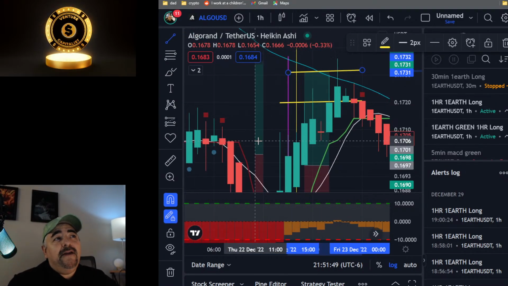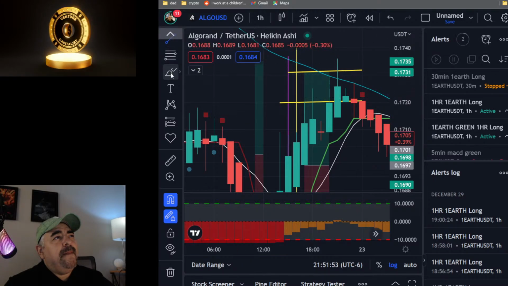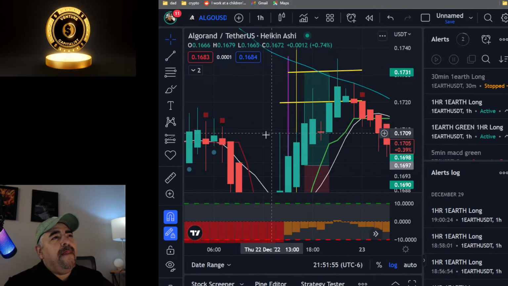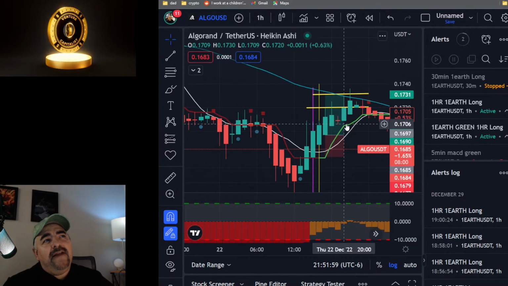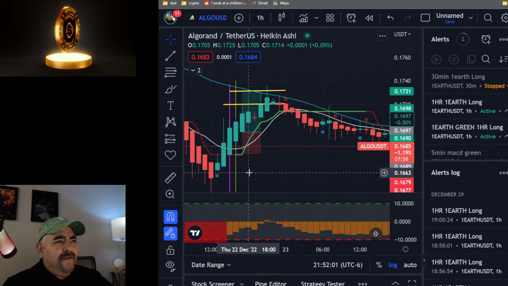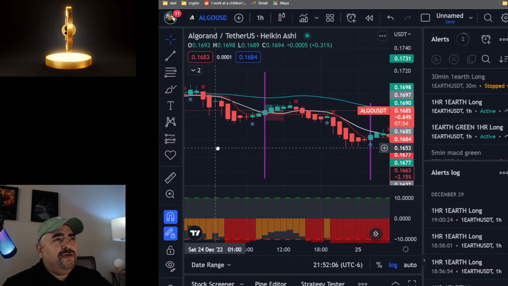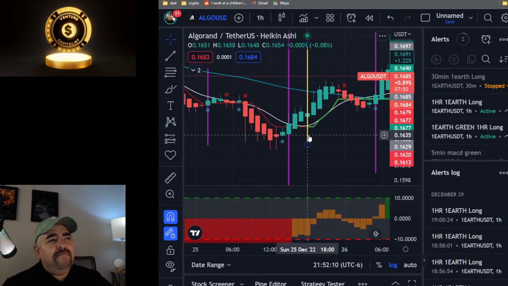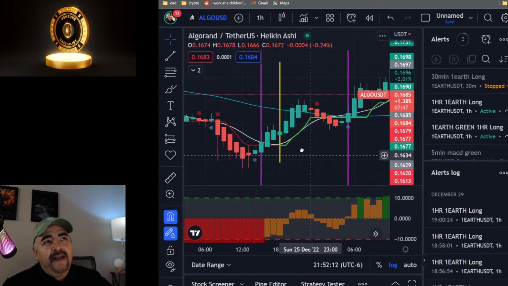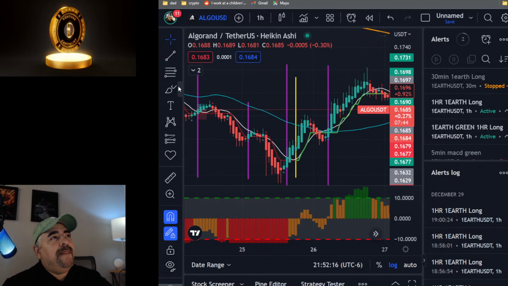So this one right here, this one was a successful trade, right? So we leave that there. That's a successful trade. This was on December 22nd. Now we move across. We get to another one, and this one is on December 25th. So 3 days later, we get into another trade on algo.